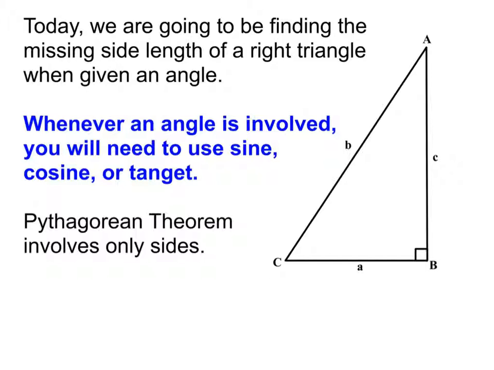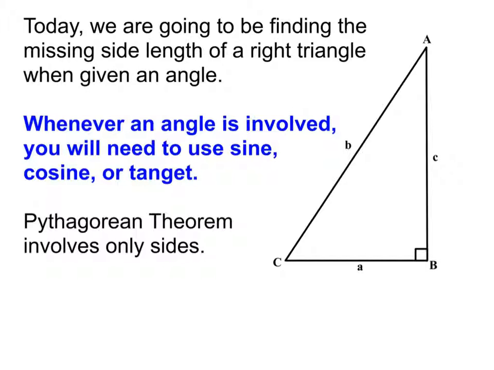Whenever an angle is involved, you will need to use sine, cosine, or tangent. You might be thinking, but I'm finding a right triangle part. Isn't that Pythagorean theorem? Yes and no. Pythagorean theorem only involves sides. If there's an angle involved that we know and have to use, Pythagorean theorem doesn't help us out. That only helps us out when we know two of the three sides.